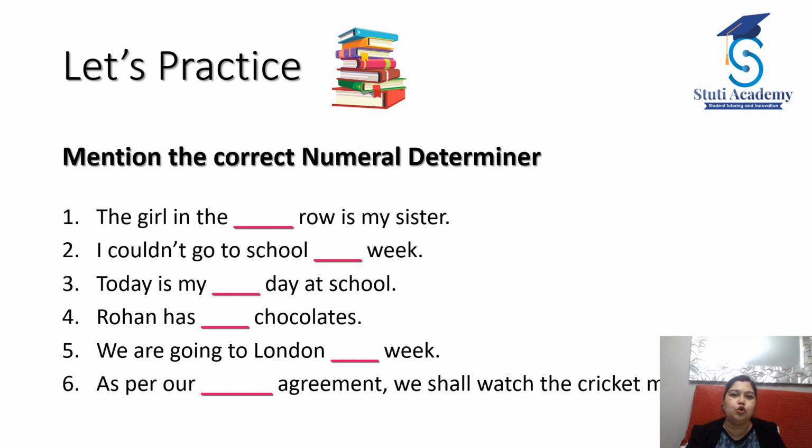Mention the correct numeral determiners. Very simple, but important. The girl in the dash row is my sister. I couldn't go to school dash week. Today is my dash day at school. Rohan has dash chocolates. We are going to London dash week. As per our dash agreement, we shall watch the cricket match.